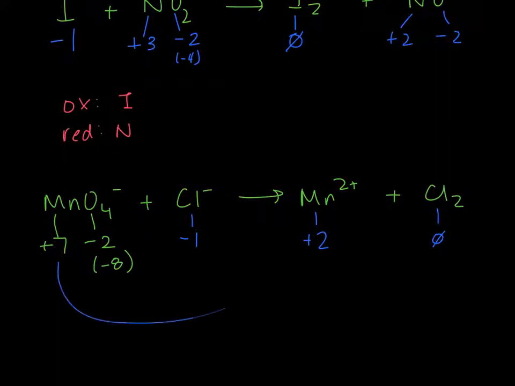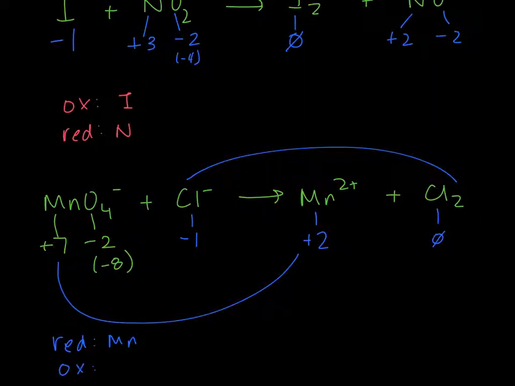So manganese went from +7 to +2, so it was reduced. And then chlorine went from -1 to 0, it went up. -1 is smaller than 0, and so chlorine is oxidized. This takes a little getting used to, but it really clicks kind of fast if you just stay at it for a few minutes.